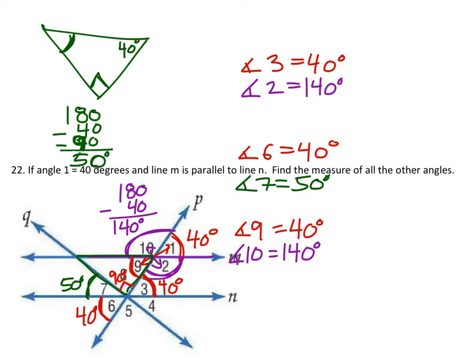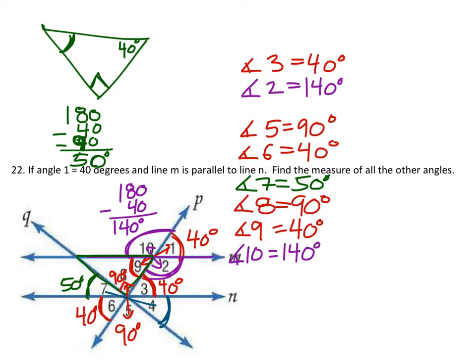Angle 8 is 90 degrees. We'll just list it as 90 degrees right here. Angle 5 is vertical with angle 8, so it also would be 90 degrees. Then it looks like all we've got left is angle 4, which is vertical with angle 7, so it also would be 50 degrees. And it looks like we got all of them that they asked for.